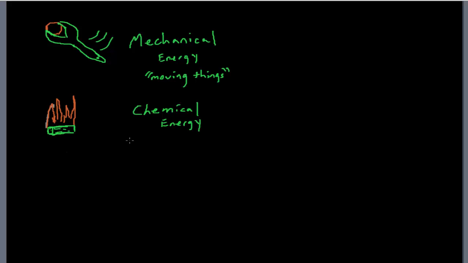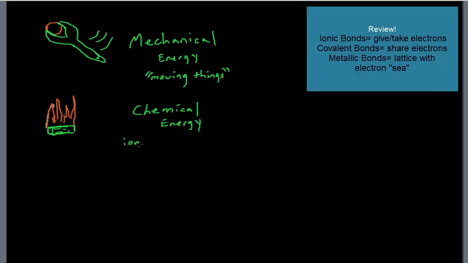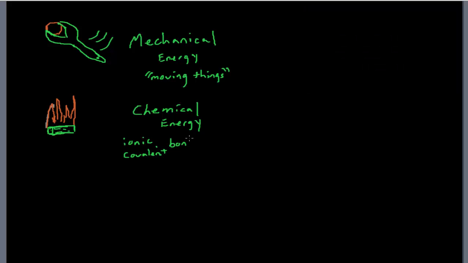Now, chemical energy: we've talked about chemical bonds, if you remember, ionic, covalent, and metallic bonds. These bonds store energy, and when that energy is released, that's chemical energy. It's energy that comes from ionic, covalent, and metallic bonds.